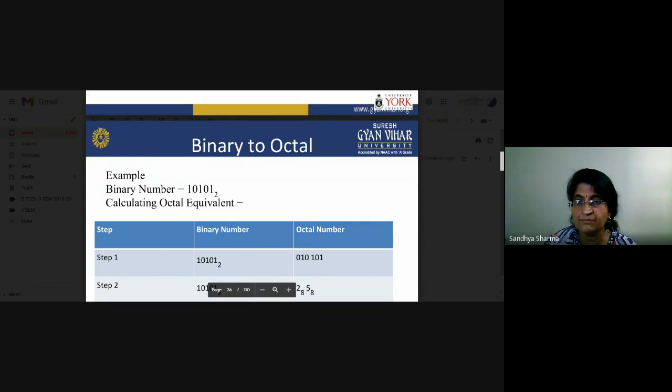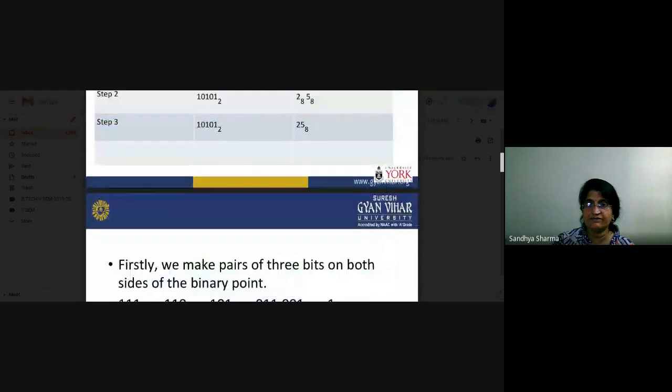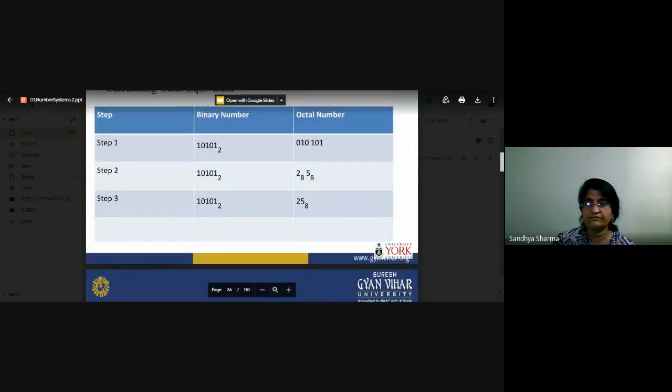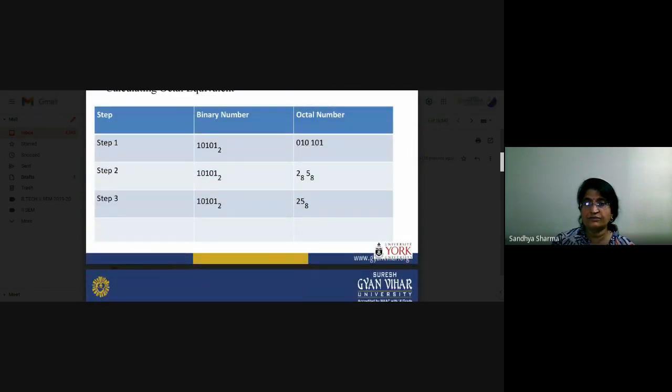So now what will happen here? How can you convert? These 3 bits will be converted into 010, which is equal to 2, and 101, which is equal to 5. So this is 25. Okay, and these are converted into the octal system.